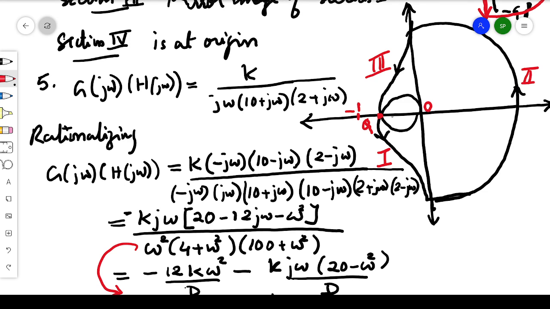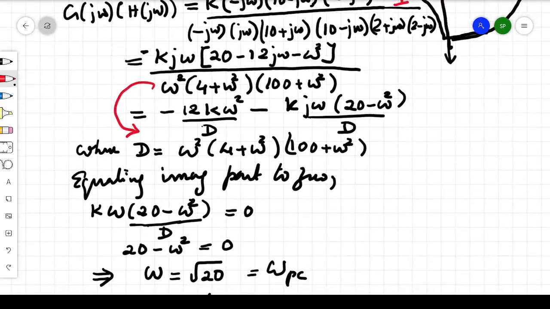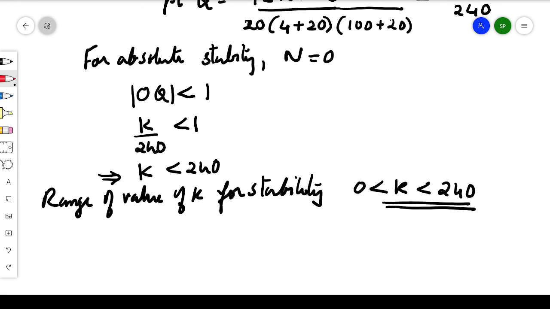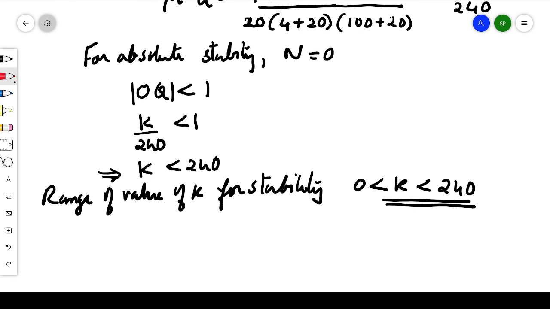That is why, to check the range of values of K for stability, we found the magnitude of the distance OQ. We need OQ to be less than 1, so that -1 lies on the left hand side of point Q. We substituted that condition and found that K should be greater than 0 and less than 240 for the system to be stable. So this is how you can solve a problem using the Nyquist stability criterion. I hope you understood. Thank you.